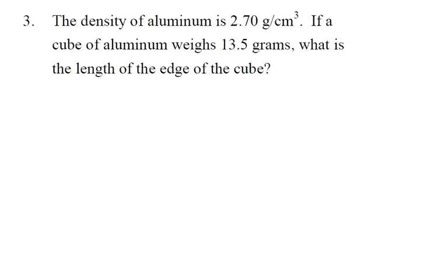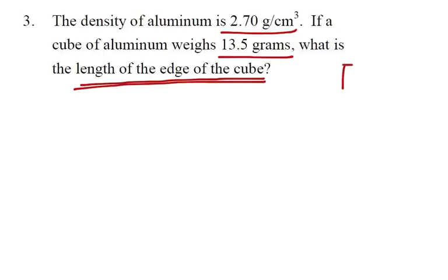The density of aluminum is 2.70 grams per cubic centimeter. If a cube weighs 13.5 grams, what's the length of the edge of the cube? Okay, well that's a little weird. So say if we had a cube, then we want to know what's the length of one of those edges. So if we knew the volume, okay, the volume is the length times the width times the height, which is length times length times length. So it's the length cubed. So if we knew what the volume was, all we have to do is take the cube root, and that would give us the length.